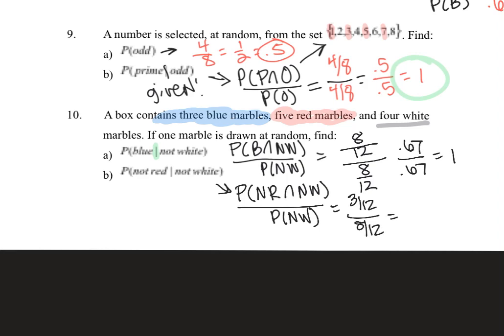So, let's see, the denominator is 0.67. So 3 over 12 is 0.25. So 0.25 divided by 0.67 is 0.37. So there are your answers for those.